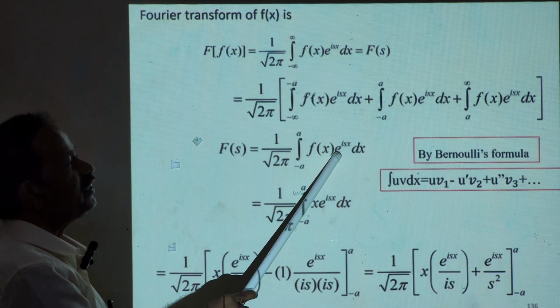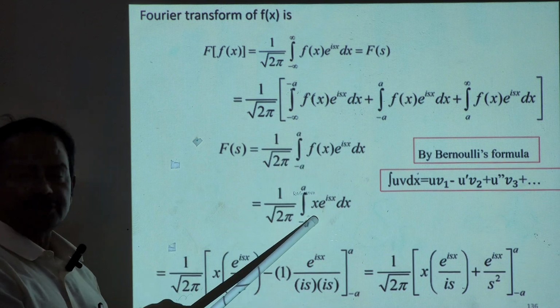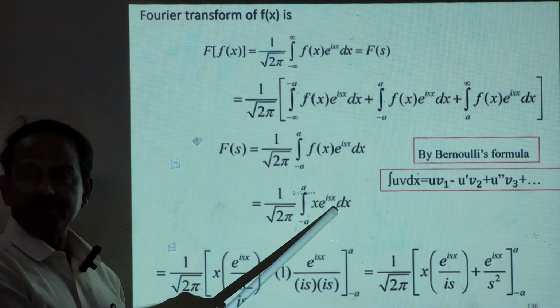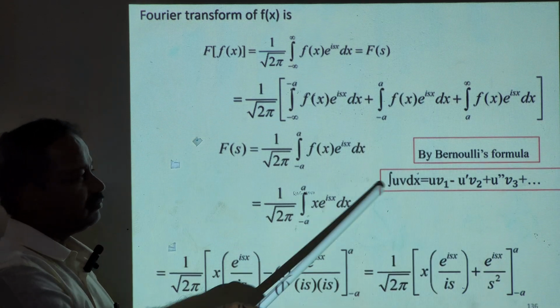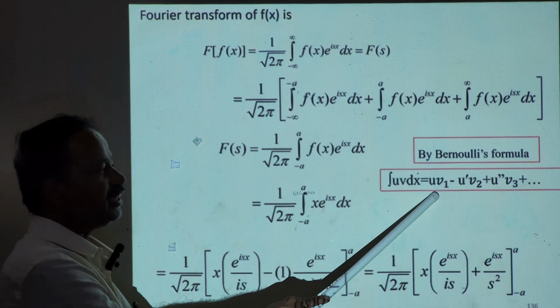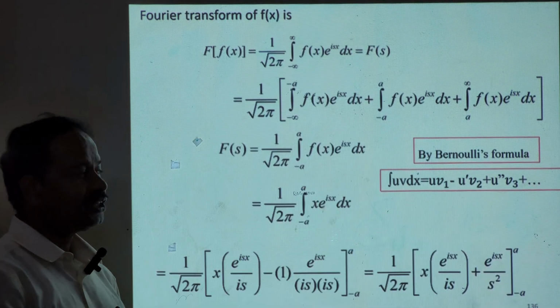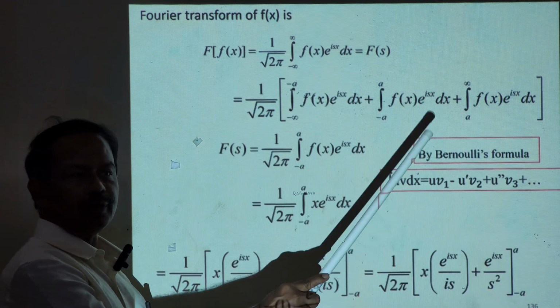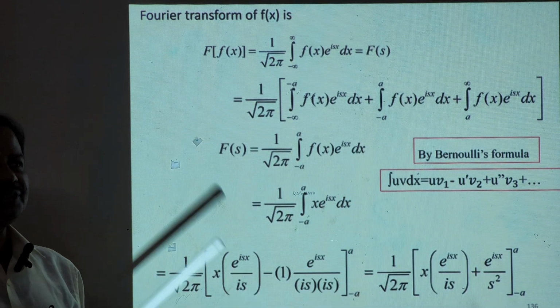So we have f of x e power isx dx. This alone exists. Instead of f of x, you have to substitute x. So x e power isx dx. Now you have to solve this one. We have to use only Bernoulli's formula. We know Bernoulli's formula: integral of u v dx equals u v1 minus u prime v2 plus u double prime v3, where u is for differentiation, v is for integration. So you have to remember.